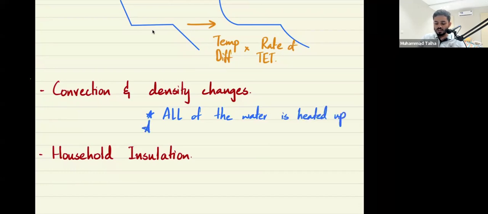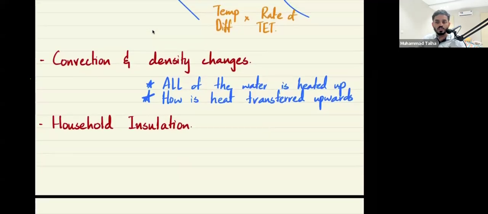Or they may use a word like this: how is heat transferred upwards? So these two words are your cues to understand that this is convection that the examiner wants you to write about. Next step about household insulation is you need to understand the idea of air pockets, how that can help reduce conduction and convection, but it doesn't really reduce radiation because that can take place in a vacuum as well.